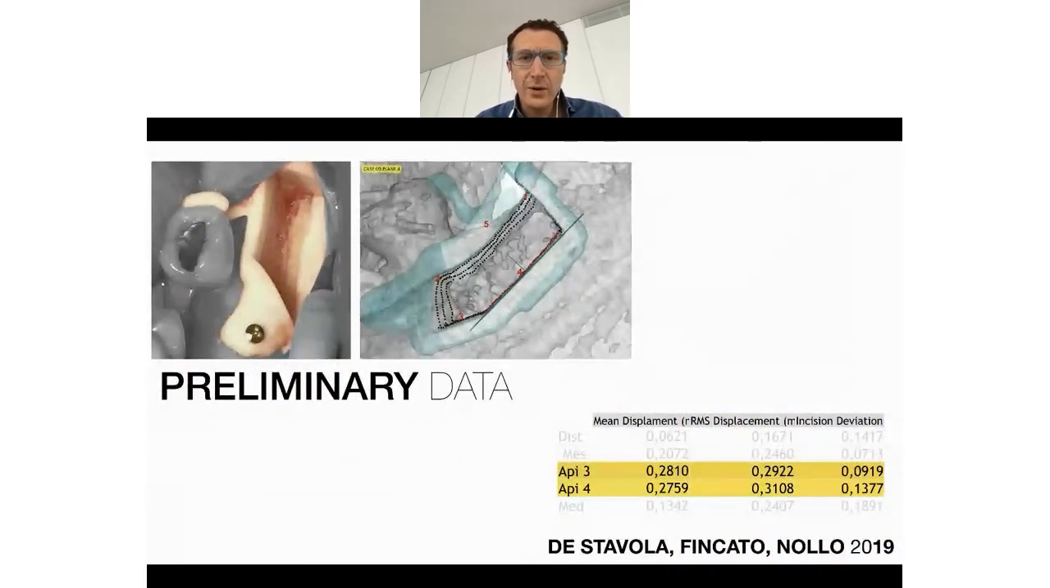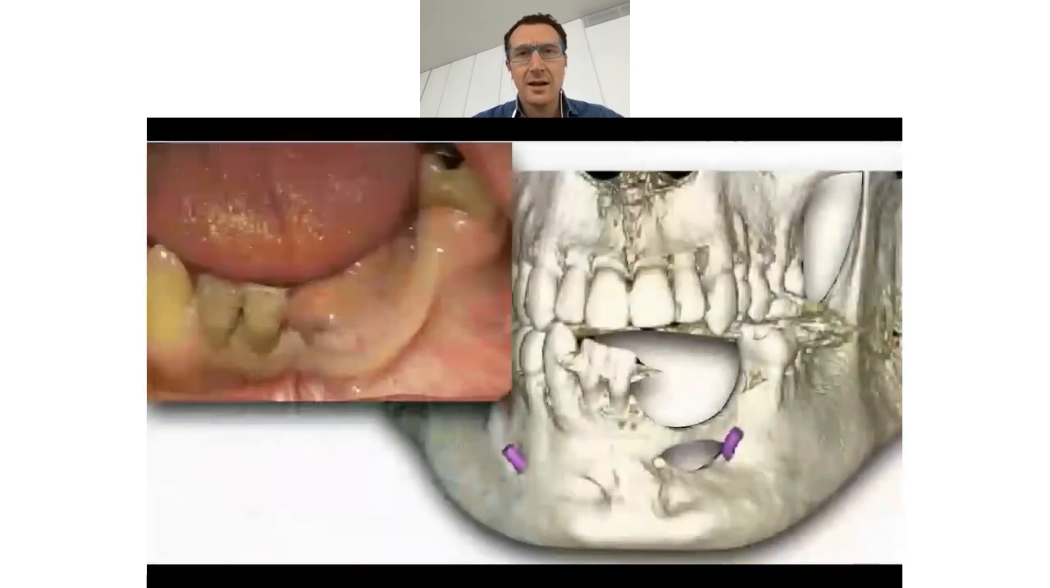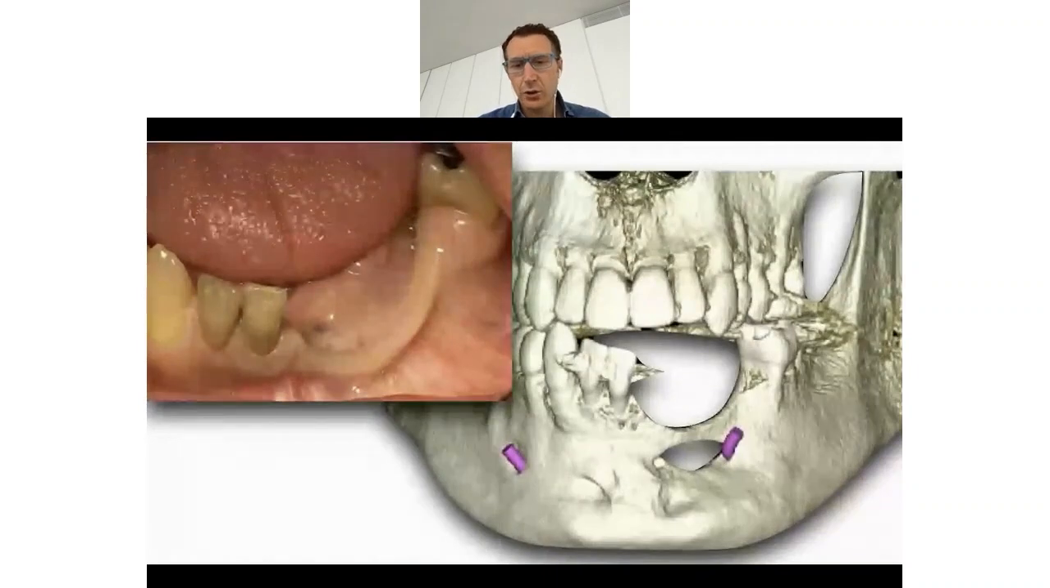Look here, the green line is what we have planned, and the red dotted line is what we have performed. There is a displacement of around 0.3 millimeters. So we can definitely talk about safety in this type of procedure. And if we're talking about safety, obviously we can also perform those cases which are really dramatic, like the case I showed you before.